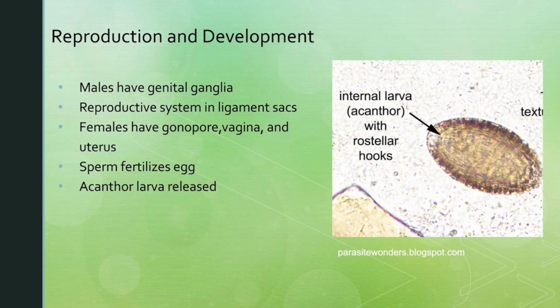This is the reproduction and development. So males have genital ganglia that have sensory pores at the tips. Females have a gonopore, vagina, and a uterus, and both male and female reproductive systems are in ligament sacs. Once a sperm fertilizes an egg, an acanthor larva is released. Embryos that are still in early stages are pushed back into the body cavity and continue to develop. The larva that was released have to look for intermediate hosts to continue their life cycle.